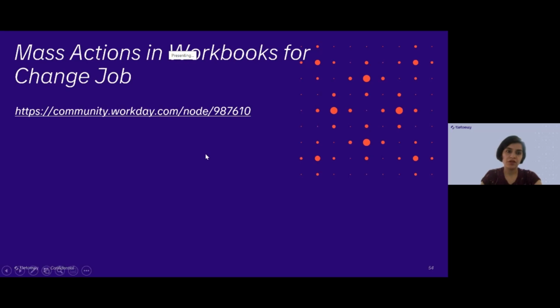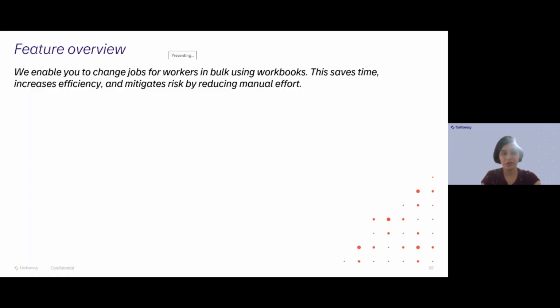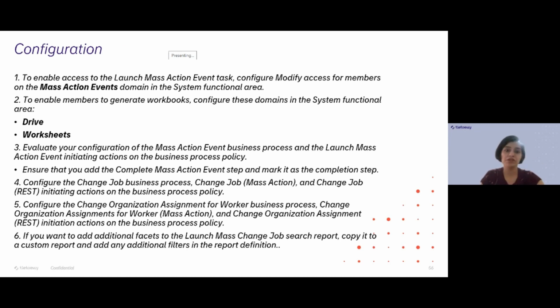All right, now moving on to the mass actions and workbooks for change job. This is also one of the features that helps our customers ease out the manual processes that they do in Workday. With this, Workday allows us to perform change jobs for workers in bulk using workbooks. Of course, it will mitigate the risk that comes from doing all the manual tasks, and it will save us time. So to enable the access of launch mass action event, this is the task that we are going to use.